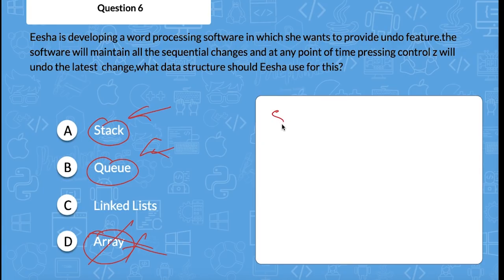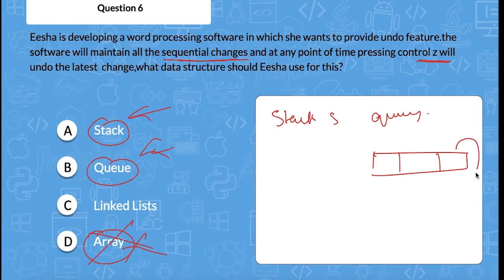One more thing that is important is that pressing Ctrl Z, sequential changes are there. In a queue, there is an entry point and an exit point, so you can exit from here or enter from here. So there are multiple entry points. But at a specific point in time where you want to keep changes, you want to have an undo feature, which is why there should only be one exit point. In that case, stacks will be the answer, because in stacks, there is only one exit point.